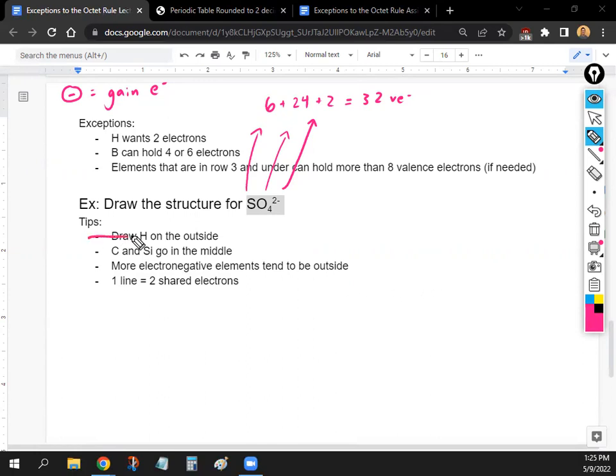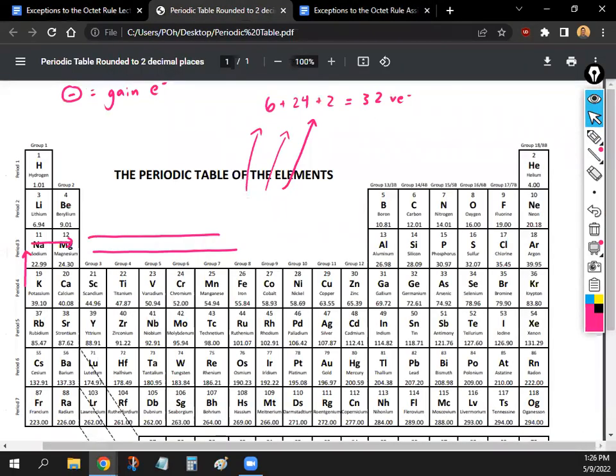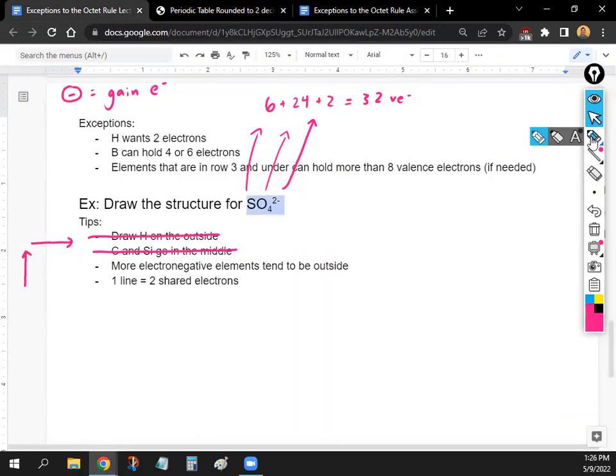All right, so there's no hydrogen, so we can ignore that rule. There's no carbons or silicon, so we can ignore that rule. Instead, we have to use the more electronegative rule. So remember, electronegative ones are the ones that are on the top and to the right. If we take a look at S and O, which one is more electronegative between the two? O is more electronegative because it's higher. It's not more to the right, but it's higher, so it's more electronegative than S.